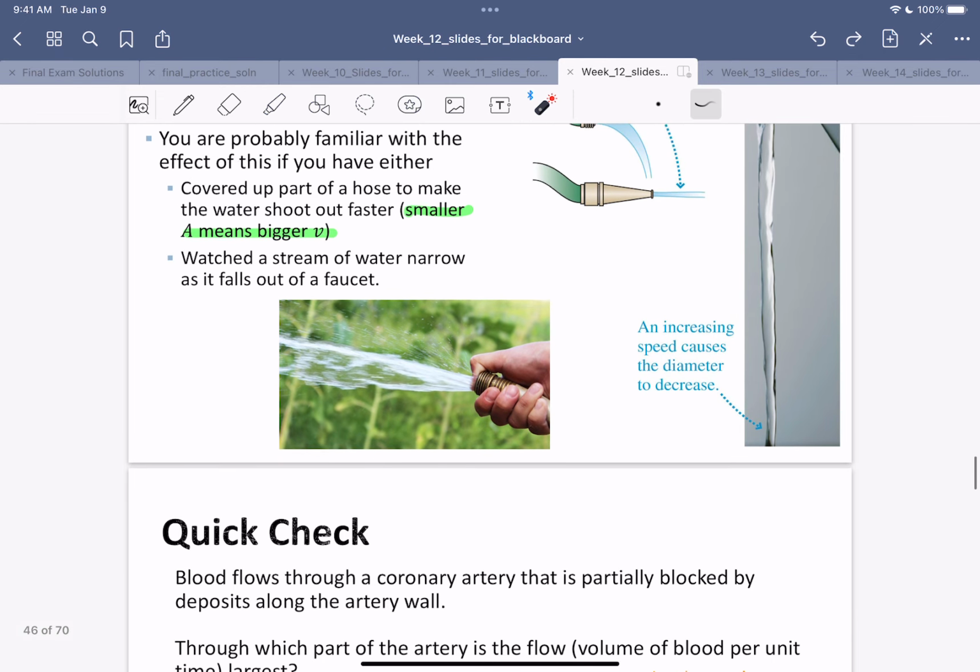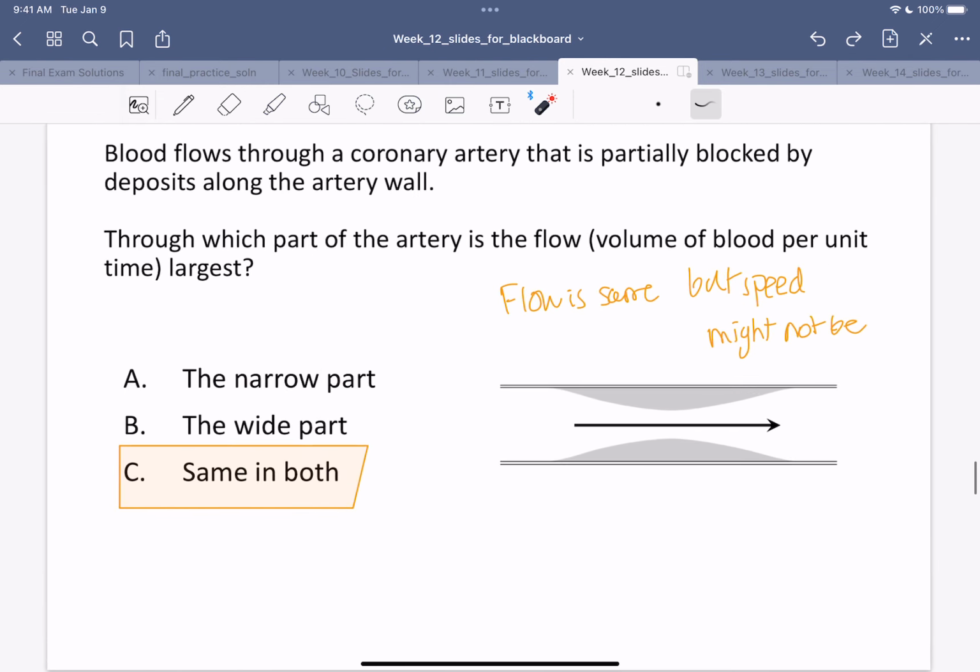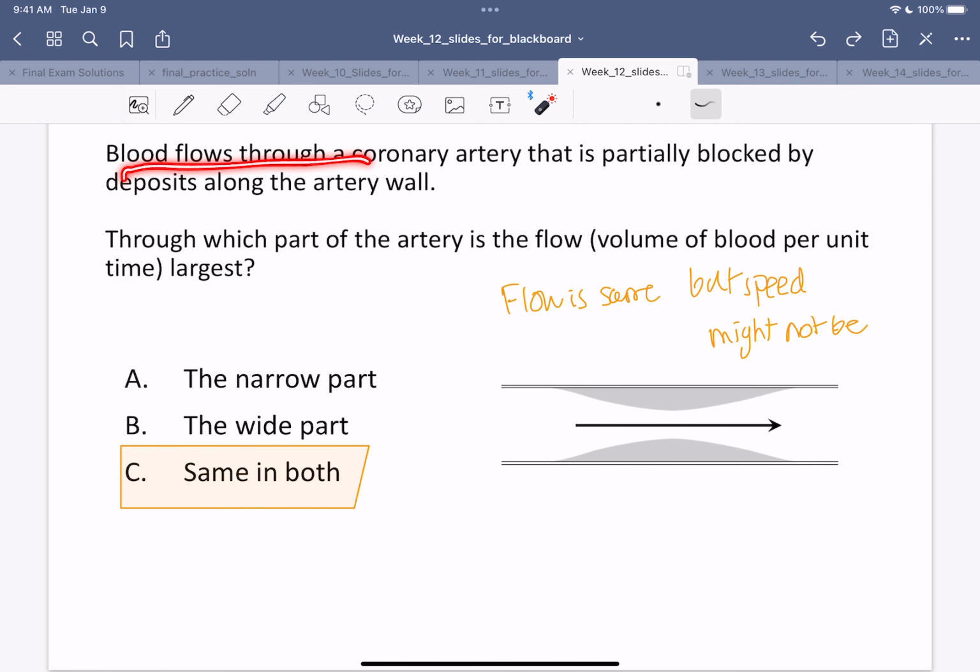Skip over this part, I think, as well, because this will just be the same. So if they're asking you, blood flows through the coronary artery that's partially blocked here. Through which part of the artery is the flow largest? Well, the flow would be the same throughout, once again.